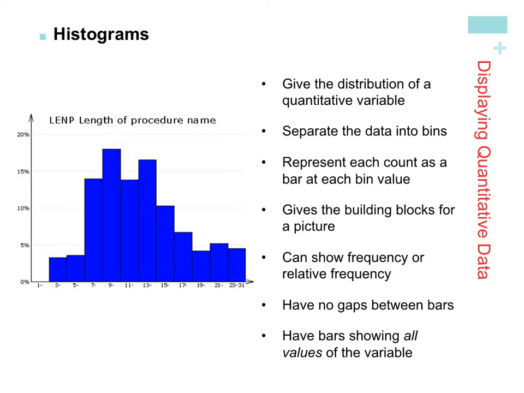All right, so in a histogram, an example here gives us a bunch of things. Distribution of a quantitative variable separated into bins. Each bin counts as a bar. Gives the building blocks for a picture. We can do frequency or relative, and have no gaps between bars. Occasionally you will if there's no data within that bin. And then bars show all values of the variable.